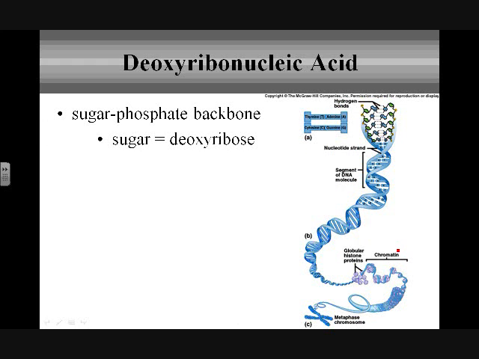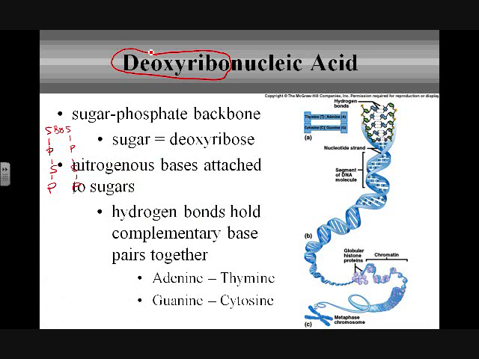So continuing with the actual structure of DNA, we have that sugar-phosphate backbone, the idea that we have sugar, phosphate, and the bases are in the middle, but the backbone down the side is always the same, sugars and phosphates. And the sugar is deoxyribose, which is where DNA gets part of its name from. Deoxyribo is named from that sugar. And like I said, the bases are attached to the sugars.